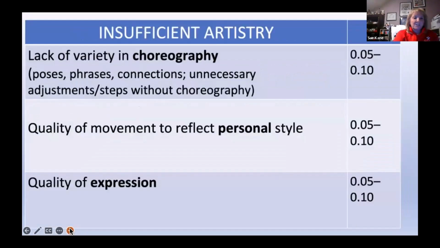The next category is artistry. So artistry, we would like the gymnast to demonstrate confidence of her performance, creativity, and personal style. It's not what she does, but how she does it. There's 3 categories in artistry. The first one is the variety and choreography, the poses, phrases, connections, and those unnecessary steps and adjustments. So you see oftentimes the transitions into the corners and out of the corners where they're just walking into the corner, not really doing anything. That would be included in that category. We would really like to see them have some type of personal style as well. And quality of the expression would be focus and projection of their routine.